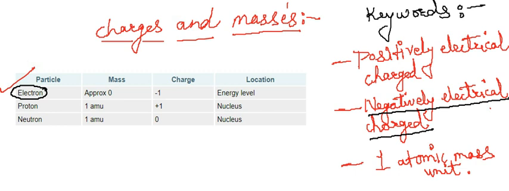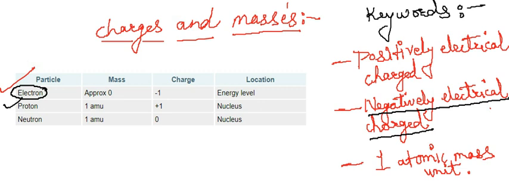And they are present in the energy levels. Energy level is the place where electrons exist, and it is also called a shell. Now we can talk about protons. So the proton's mass is 1 atomic mass unit.